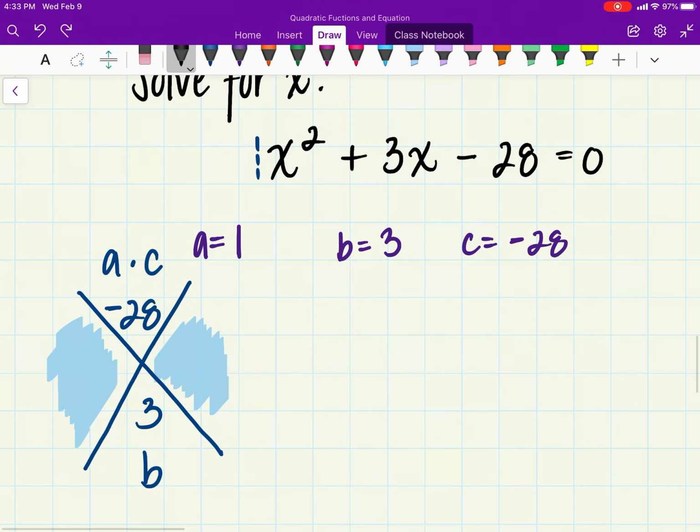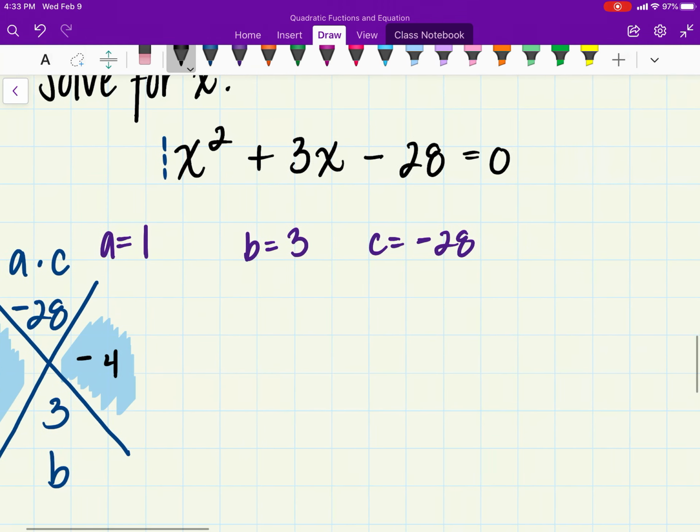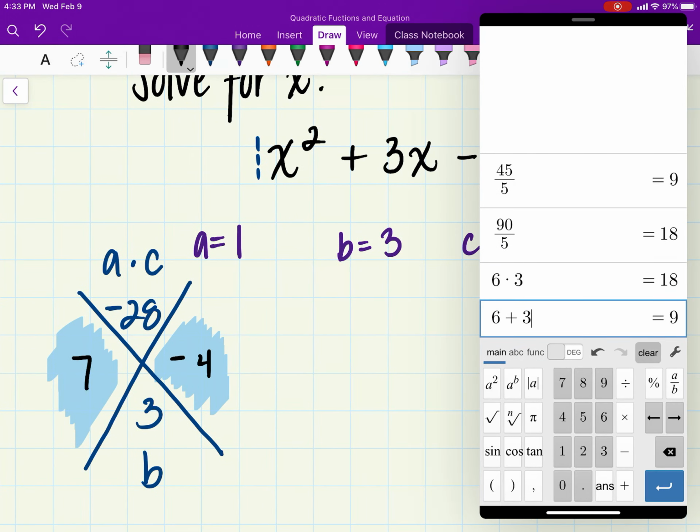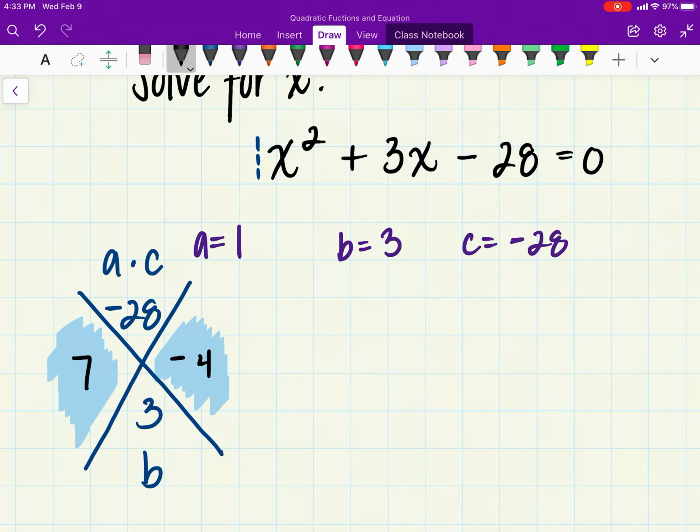In this case, those numbers for us would be a 7 and a negative 4. Once again, if I bring out my calculator here, and I do 7 times a negative 4, I do get negative 28. And if I do 7 plus a negative 4, we still get a 3. So that works for us.